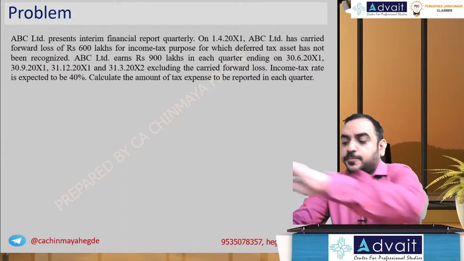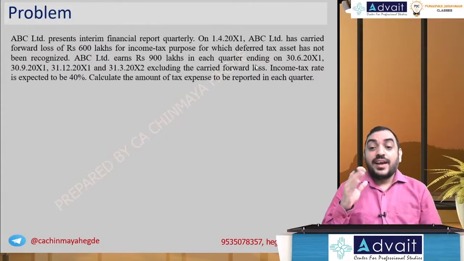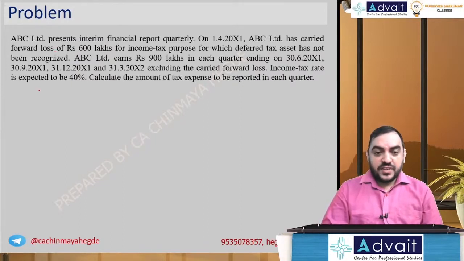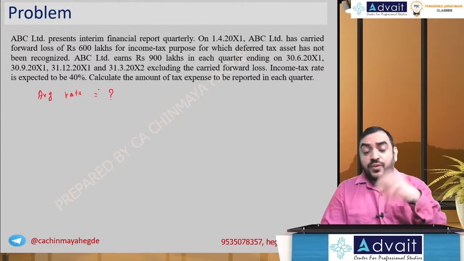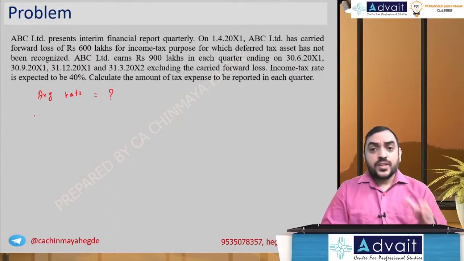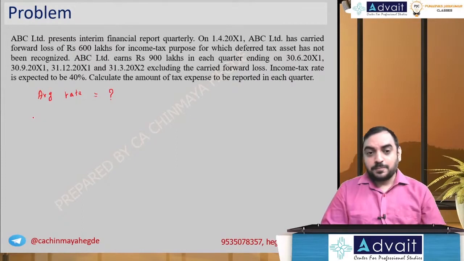So regarding income tax, we are going to apply something called the average income tax rate, the average effective rate. That's what we need to calculate, and that will apply on every quarter. So how do we calculate the average rate? What is the annual income and annual tax? We'll take the rate. So what is the annual income?